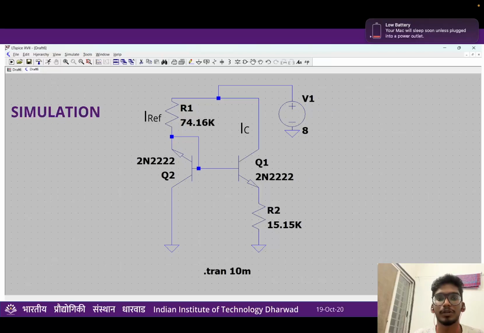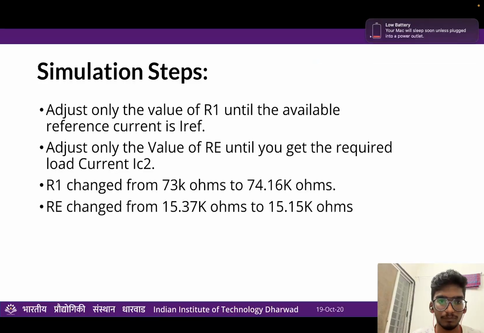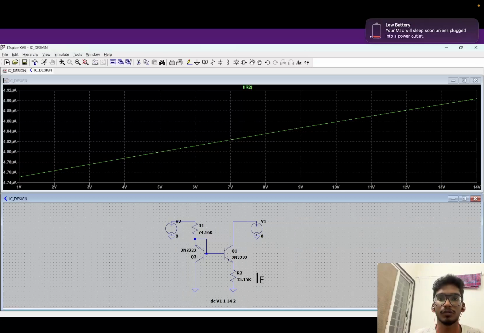So initially we sweep the R1 value. The R1 value is swept from 7.3 to 7.416 kilo ohms until we get the desired I reference current, and the RE value is swept around 15.1 kilo ohms until we get the desired value of 5 microamperes. Those are the simulation steps that we need to perform in order to achieve a constant output current.